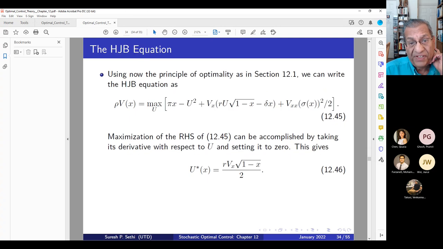So that's 12.15. And now we want to solve this problem. What we do is we take the derivative of this with respect to u. And when we do that, we find that u star x, because this will be 2u, and there will be another term coming from here, so we find that u star x is r times v sub x times squared over max dy by 2.